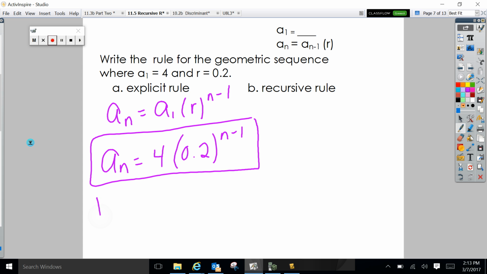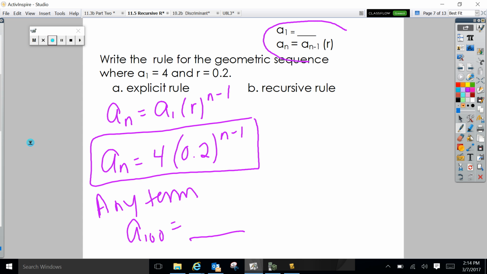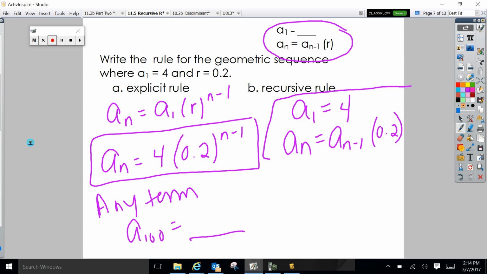With this rule, I can find any term in the sequence. If I asked you to find the 100th term, you could plug in 100 and figure it out. For the recursive rule, you have to use this formula up here. First you have to state what the first term is. So a sub 1 is 4. Then the rule is the previous term, so a sub n minus 1, times r, which is 0.2. So that's the recursive rule.